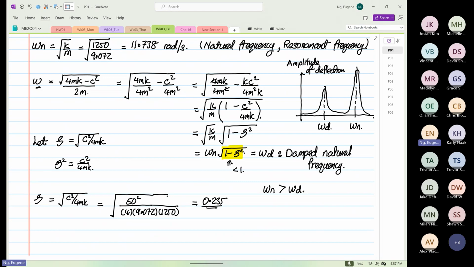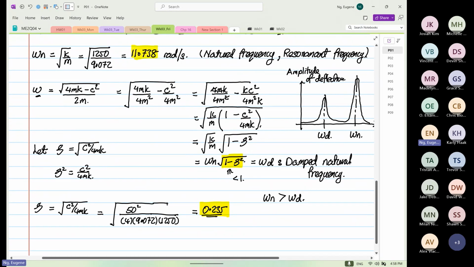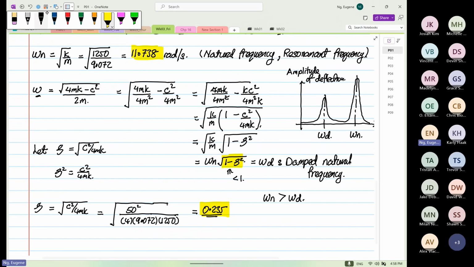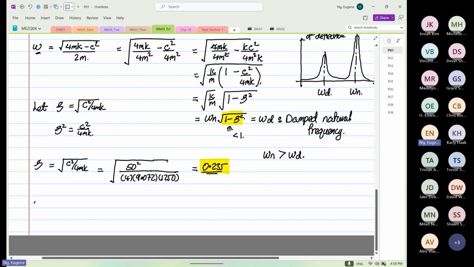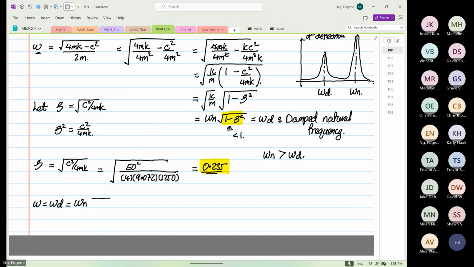Okay, I'll do it again. Divide by 4 by 9.072 divided by 1250. Square root of the whole thing, 0.235. Okay. So any values that are important, I will highlight. So this is an important value to me. Omega n is an important value to me. So from here, we can compute what is our omega, which is also equal to our omega d. So this is equal to omega n square root of 1 minus zeta squared.